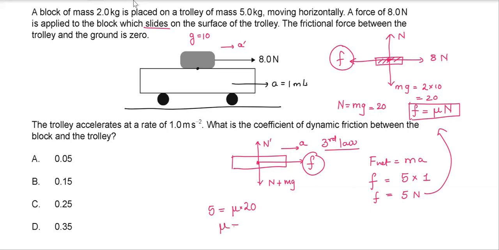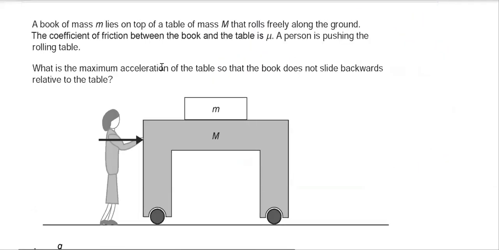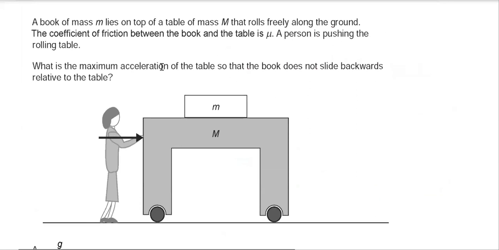And we will get mu as pi over 20, which is 0.25, like this. You can see another example of such a question. If the block of mass m lies on the top of the table of mass M, then the trolley rolls freely, and there is a coefficient of friction between the book and the table, and a person is pushing the trolley. What is the maximum acceleration of the table so that the book does not slide?